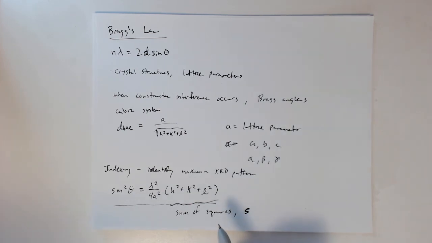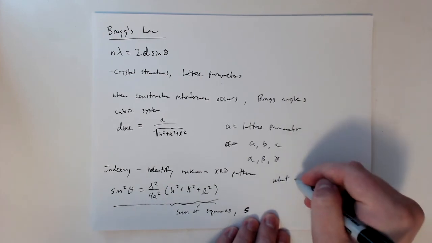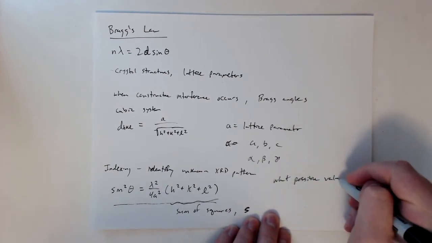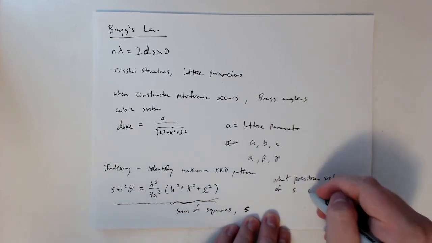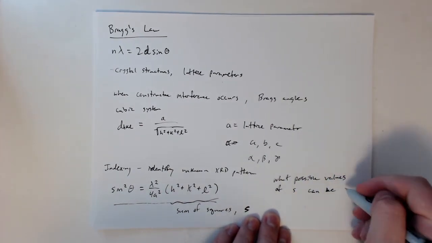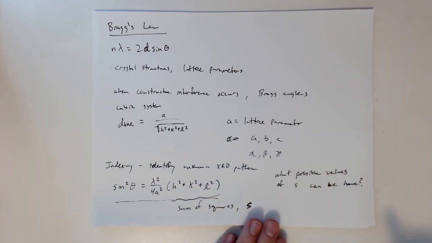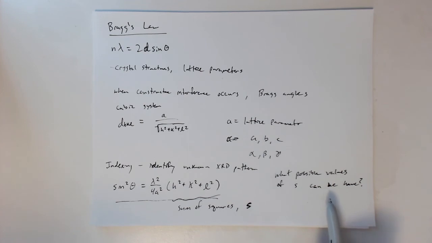All right, so with that in mind, let's make this into an easy math problem. Think about possible hkl values for your planes, and then think about these sum of squares values. What possible values of S can we have? So in the quiz, see if you can come up with possible values of S. Obviously there's an unlimited number, so at some point you can stop, but see if you can come up with a few of them to start. And then come back and we'll wrap this up.